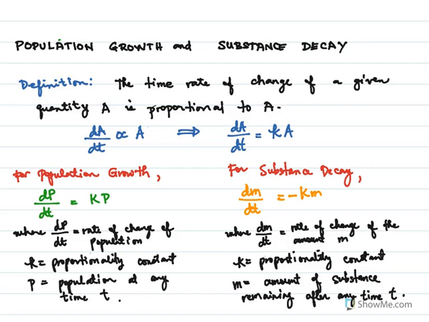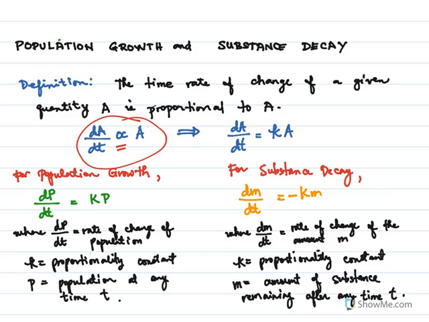This lesson is about some applications of first-order differential equations to population growth and substance decay, and also Newton's law of cooling. If we start with growth and decay problems, by definition, the time rate of change of a given quantity A is proportional to A. That is, mathematically stated as dA over dt is directly proportional to A. So this is the symbol for direct proportion, or for proportionality in general.